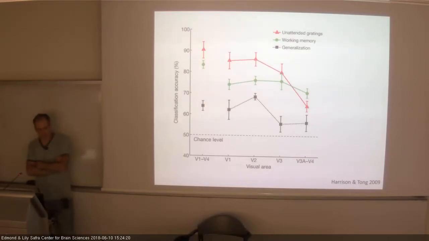What do you mean by background? Sorry? The gray things are in the background. But you are concentrating on the changing characters in the middle. Okay. All right? But still, from the brain activity, you can infer what was in the background, what kind of grating.